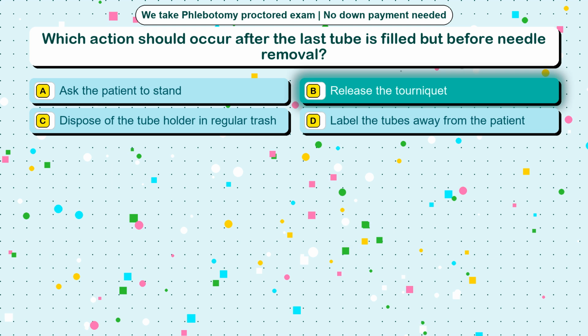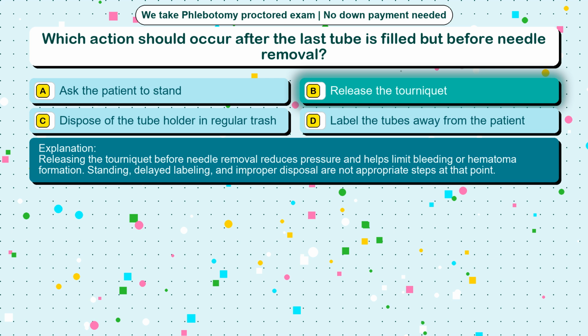The correct answer is option B, release the tourniquet. Releasing the tourniquet before needle removal reduces pressure and helps limit bleeding or hematoma formation. Standing, delayed labeling, and improper disposal are not appropriate steps at that point.